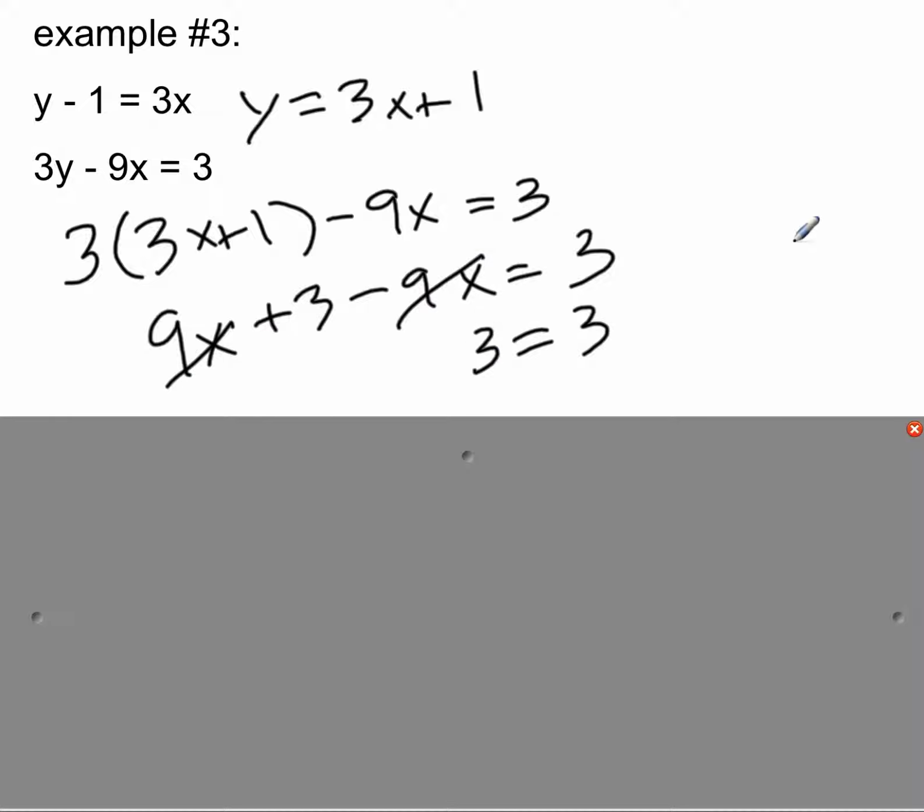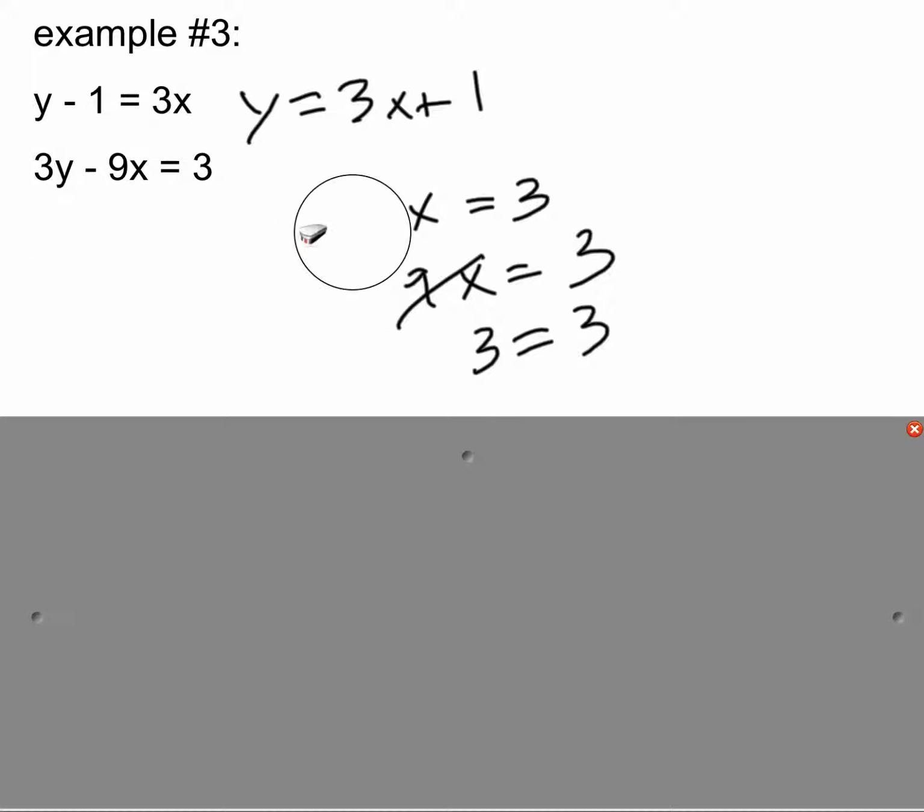Well, guess what? Another funky solution. 3 does equal 3, though, this time, whereas before I got something that didn't make sense. So the 9x did go away. So what does that mean? To make meaning of this, I'm going to go ahead and graph it. So I'm going to erase my work for a minute.